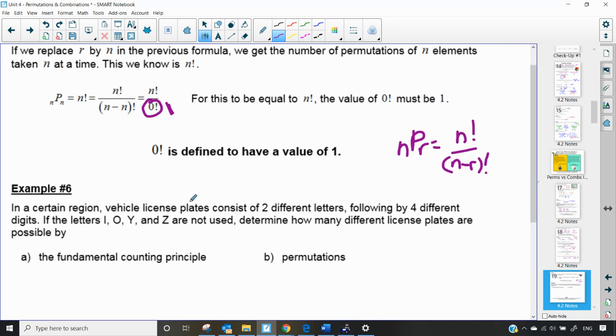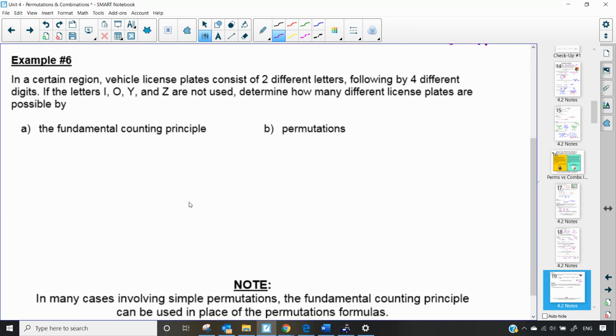Alright, so let's look at an example, and we're going to compare the fundamental counting principle and permutations side by side. So same question, and we're going to solve it using 2 different methods. In a certain region, vehicle license plates consist of 2 different letters followed by 4 different digits. It says that I, O, Y, and Z are not used. And we're going to figure out how many different license plates are possible. Now we already did these questions a couple of days ago when we were talking about the fundamental counting principle. We're just revisiting that example.